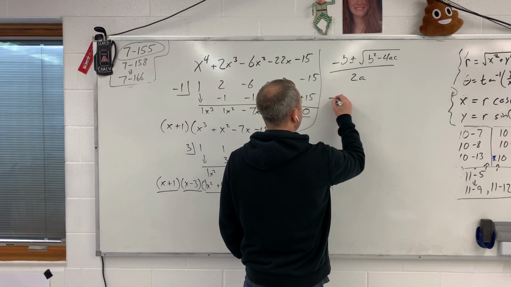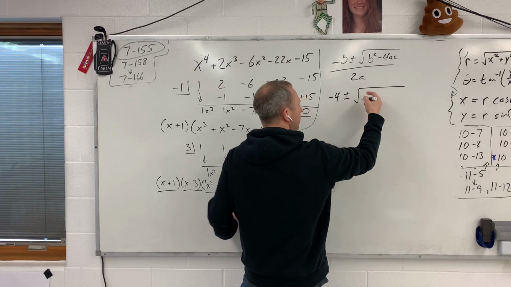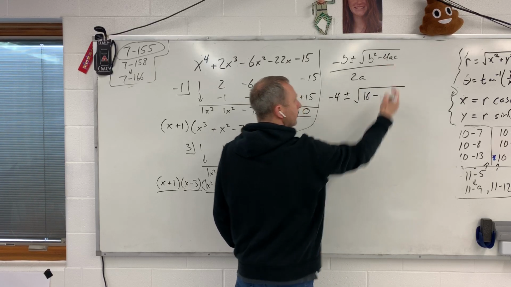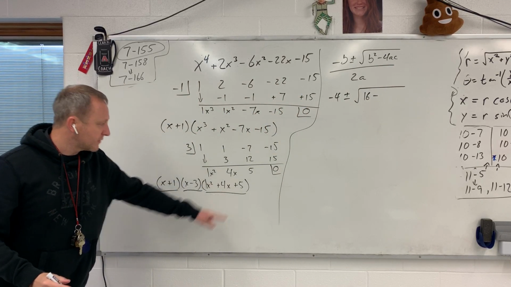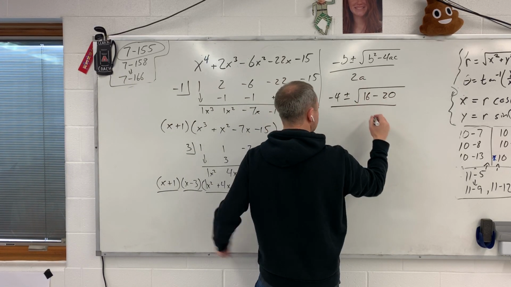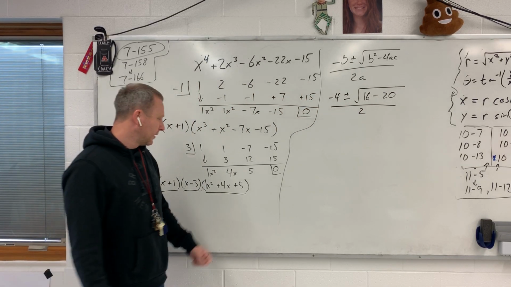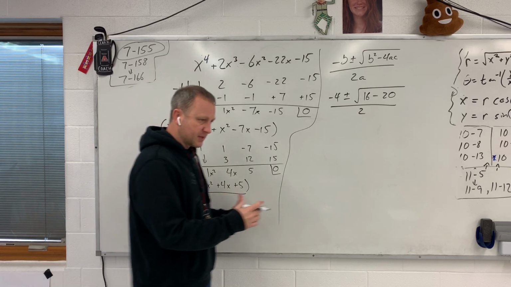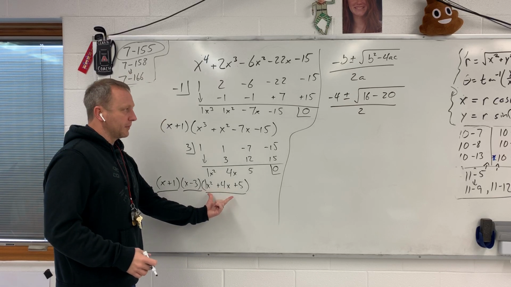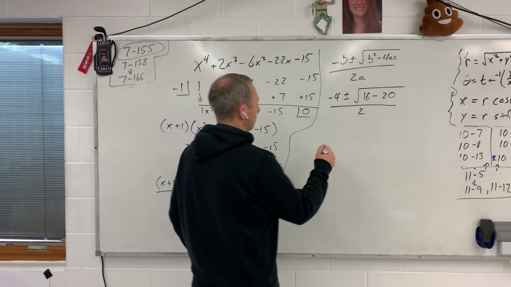So negative b would be negative 4 plus or minus square root b squared, which would be 4 squared, 16, minus 4ac. So 4 times 1 times 5 would be 20. All over 2a, which is just going to be 2. Okay? Again, I kind of simplified that quickly. If you have discrepancies or questions, please email me or look back at the video or try it a couple times. But again, we're just trying to find the two missing roots using quadratic formula.